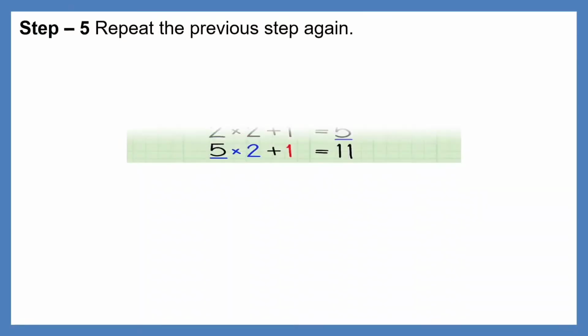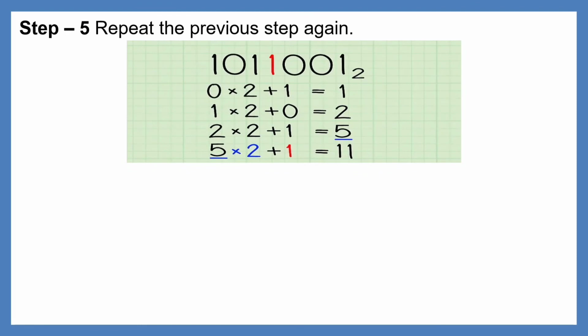And then again, you repeat the previous step. The previous total is 5. You double the 5, so 5 times 2 is 10, and then the current bit is 1, so plus 1 is equal to 11.